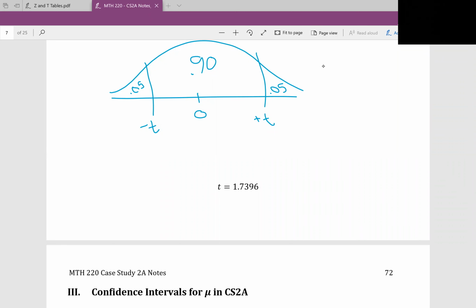Okay, hello class. Here we are at the third video of the week. This is going to be case study 2A notes part 3, titled confidence intervals.